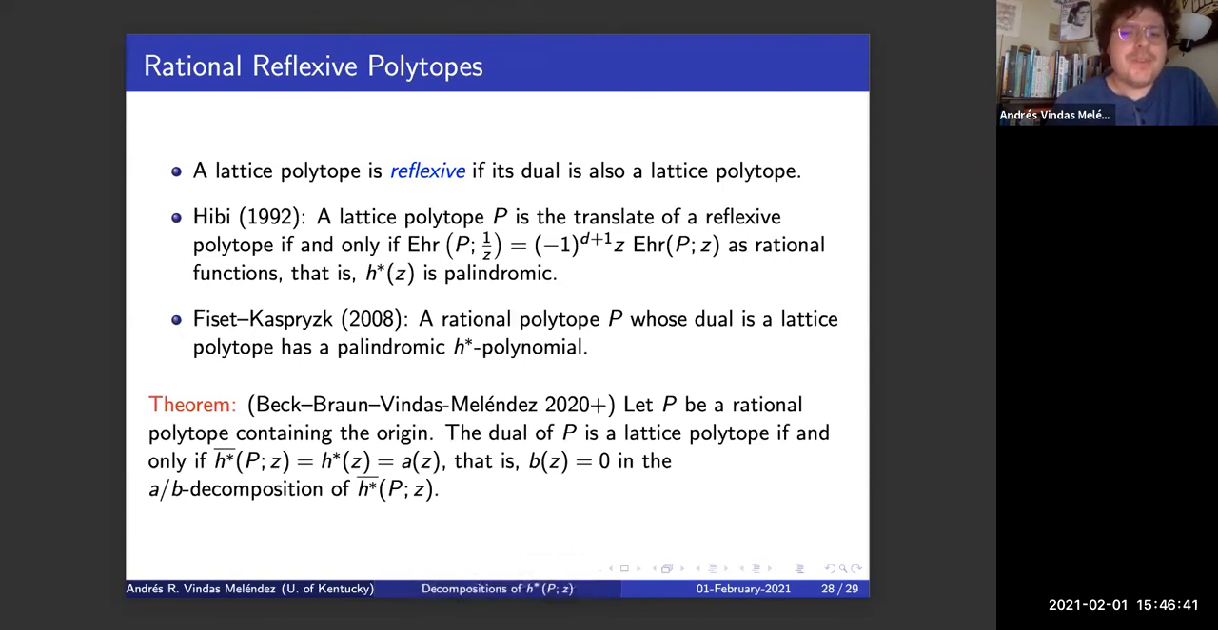And so what do we prove? Well, if we have a rational polytope containing the origin whose dual is a lattice polytope, then the H star polynomial is equivalent to the H star bar polynomial, which is equivalent to just the A polynomial in that decomposition. In other words, in that decomposition, that B polynomial is 0, okay? And this is also an if and only if, so we can move backwards. And so this is also a way of proving this Fiset and Kasprzyk result, okay?